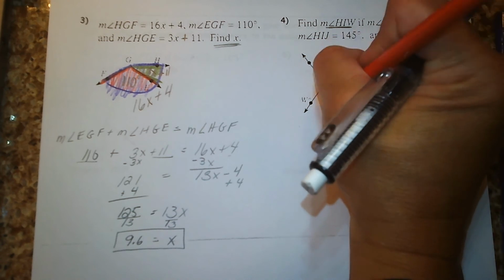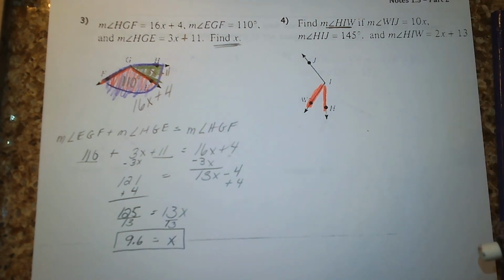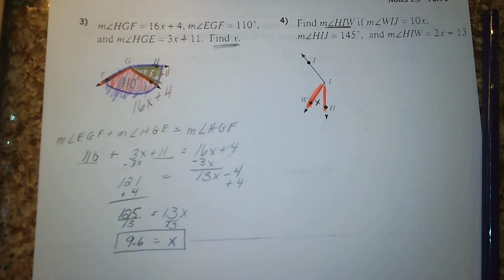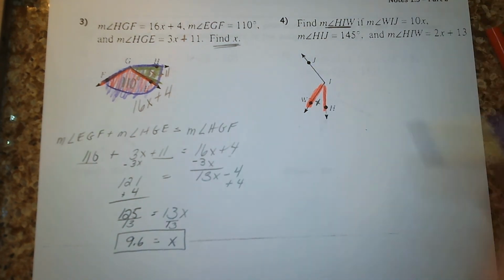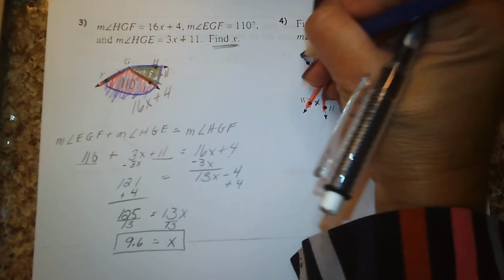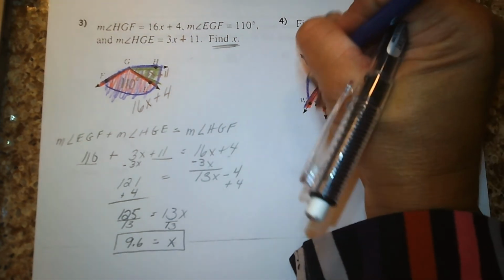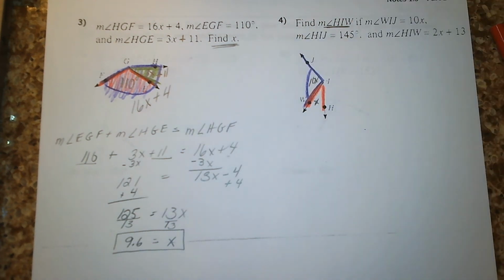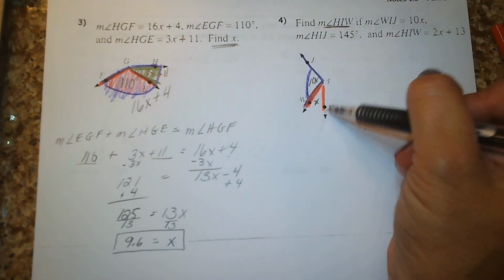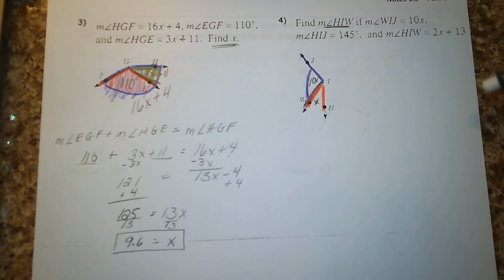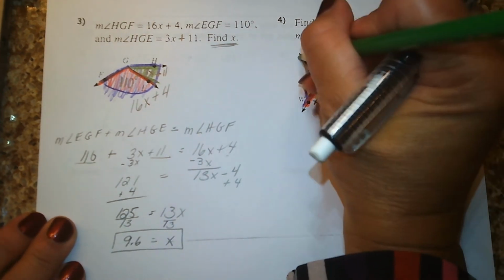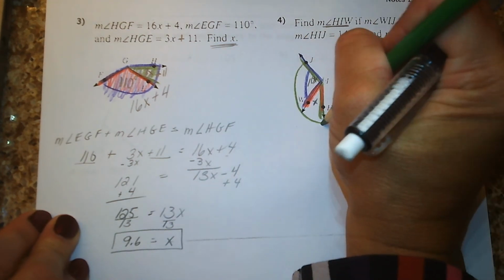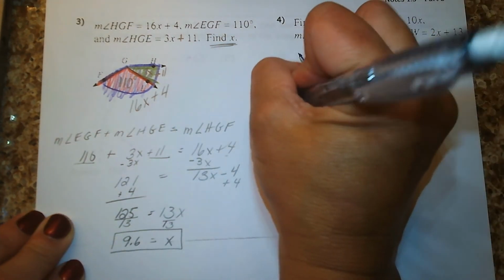HIW, that's this little tiny angle right here. Oh no, we're finding that angle. This is the piece we want. So this is our x because we need to find that. So they told us that WIJ, that is this angle right here, is 10x. So that's 10x. And they told us that HIJ, which would be the entire angle, all of this, is 145.